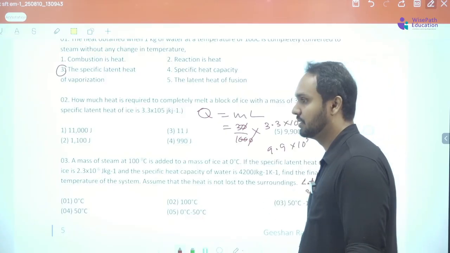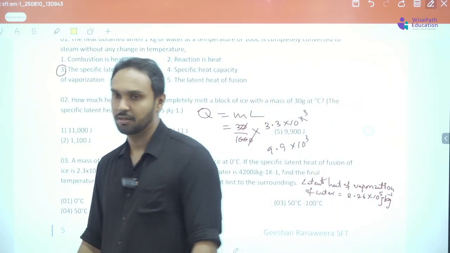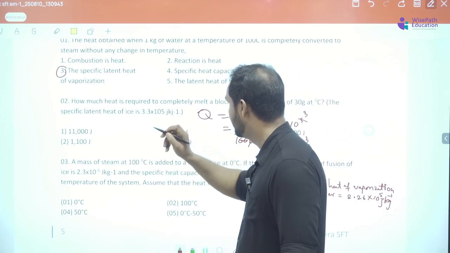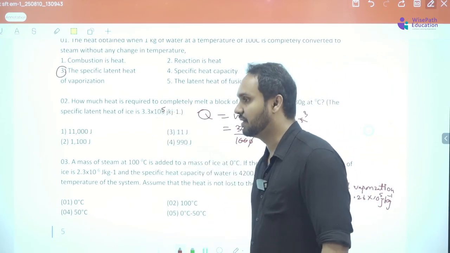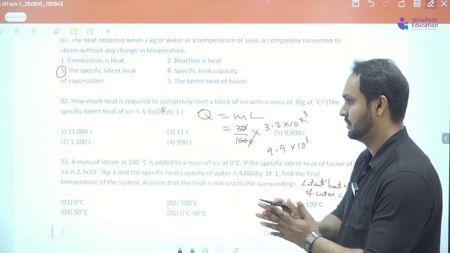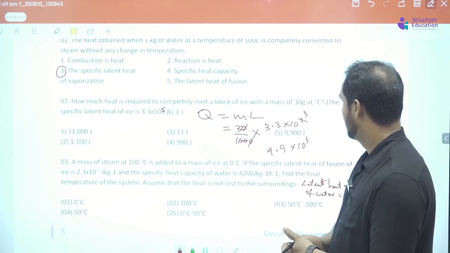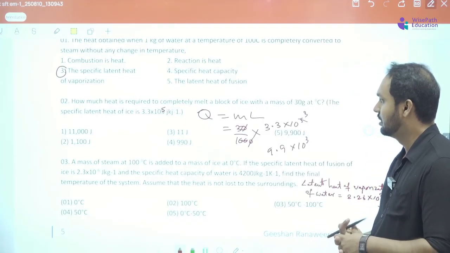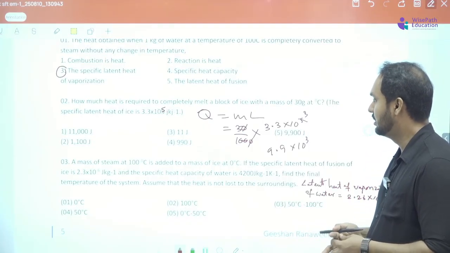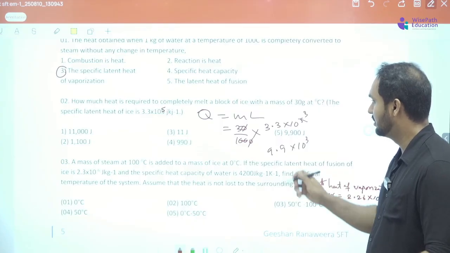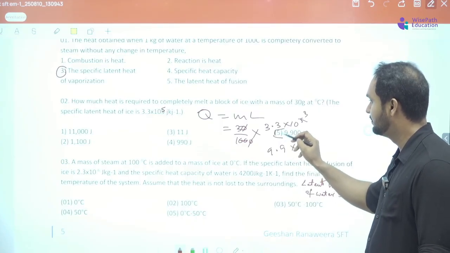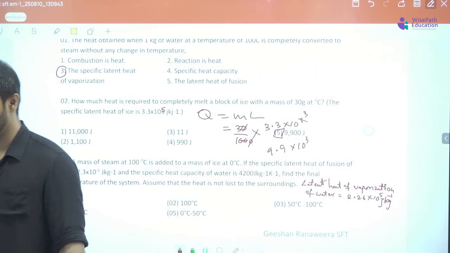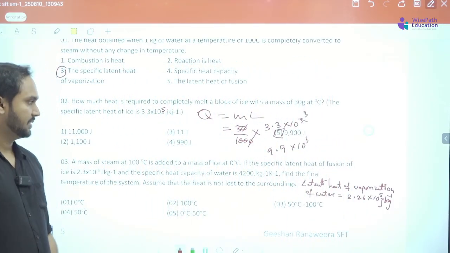Now Shiny is correct. 9900 joules. So this is my mistake, Visalan. This should be 10 to the power 5. 9.9 times 10 to the power 3 is 9900. The answer is 5. Yes. Good.